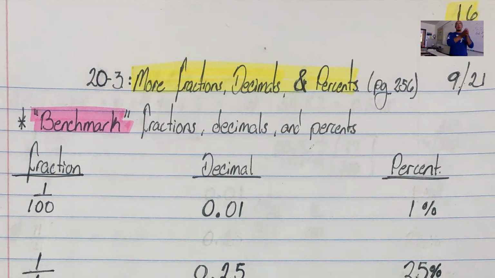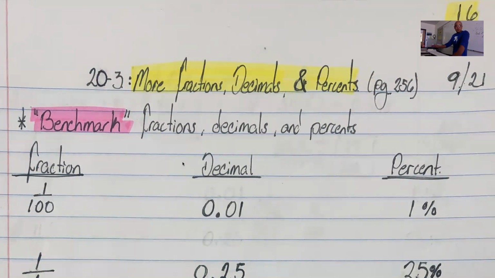So if you see one of these fractions, you should immediately be able to know what the decimal and percent is. You see one of these decimals, you should know what the fraction and percent equivalent of that is. And if you see a certain percent of these, you should immediately know what the decimal and fraction equivalent is.